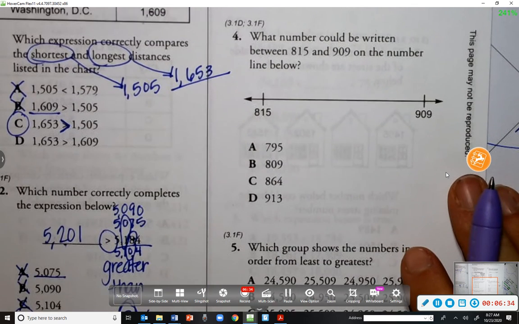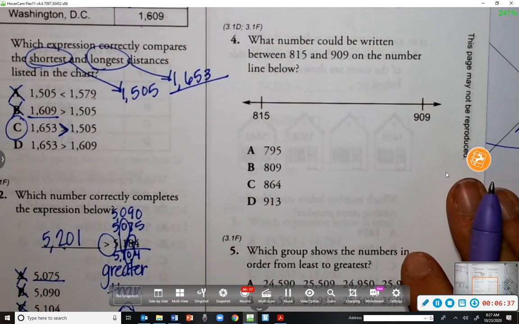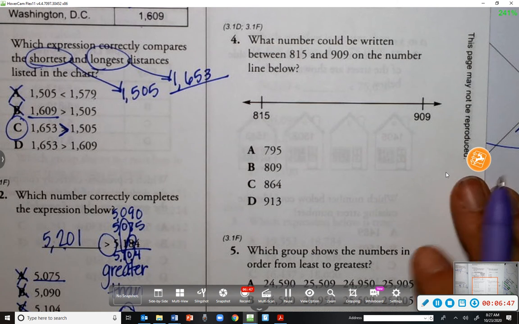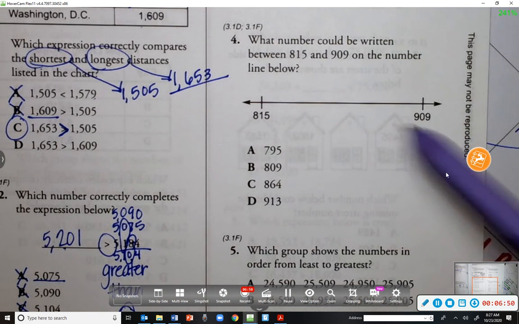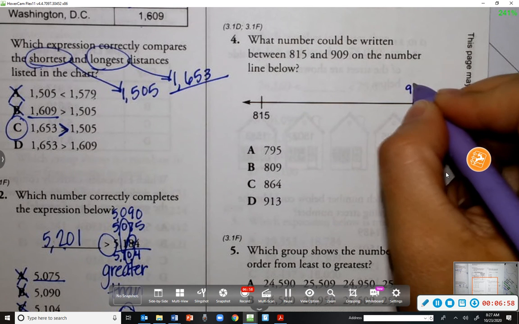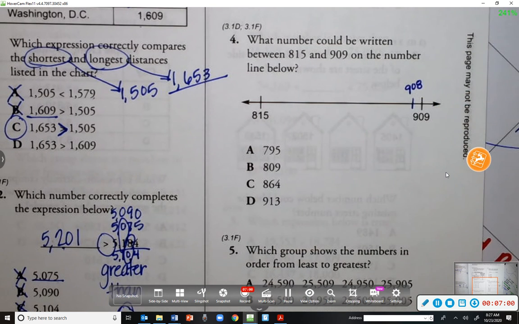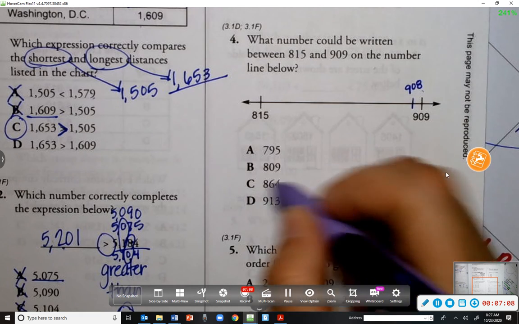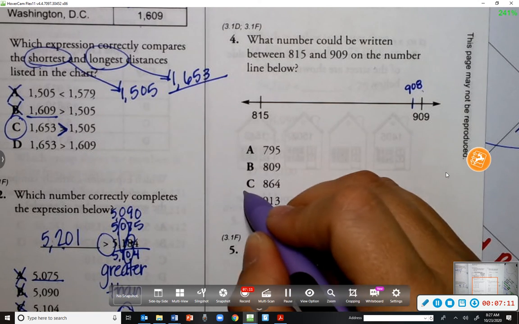Then number 4, what number could be written between 815 and 909 on the number line below? We would know that it would have been 8, because if it was a 9, it would have been all the way back there. Kaylee says it has to be in the 800s because if it's in the 900s, it would have been back here behind it. Okay, well, unless it was 908 or less, right? Or 809. Do we see any that are 908 or 909 or less? No.